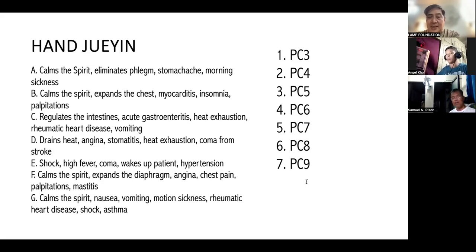What is the most characteristic of the He-sea point? Doc, it drains heat. Actually, this is responsible for counterflow chi. When you talk about vomiting, it is like the chi is coming back up. It is rebellious. At the same time, it is like throwing it into the sea. So it's very good for heat exhaustion and also for acute gastrointestinal infection or acute gastroenteritis.